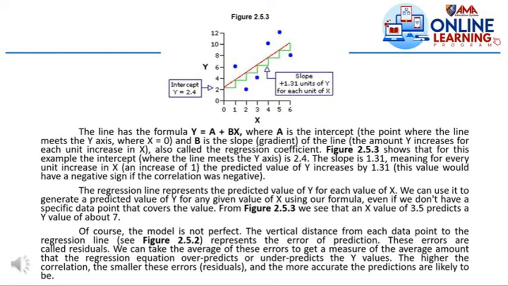We can take the average of these errors to get a measure of the average amount that the regression equation overpredicts or underpredicts the y values. The higher the correlation, the smaller these errors or residuals, and the more accurate the predictions are likely to be. So it means that the lower the residuals, or this green line, the higher the correlation.